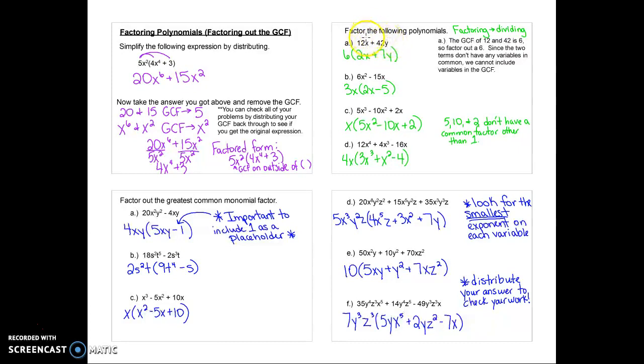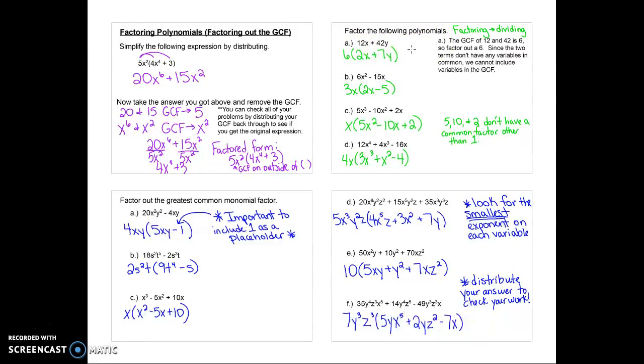Remember, GCF has to be common to both. Okay? It's the greatest common factor. Well, I don't have any x's that are common to both terms to pull out. I don't have any y's that are common to both. So my GCF is just a 6. I don't have any variables attached to it. Then I have to figure out what's actually left now.